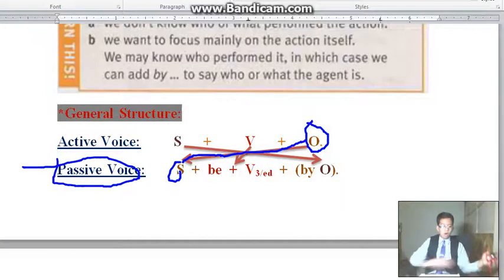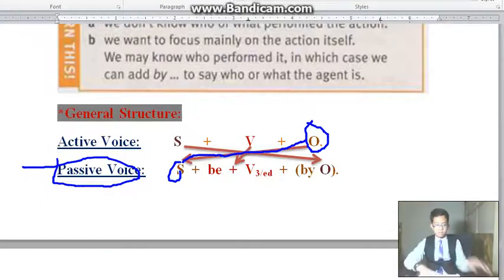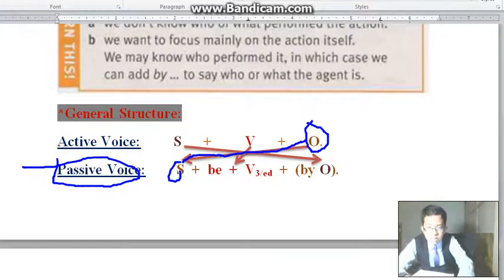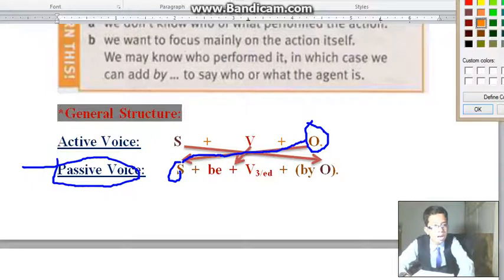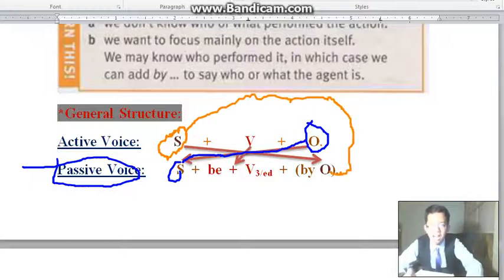Alright. So another part of it is the subject of the sentence in the active voice. Let me change my color. Orange. Okay, the subject in the active voice right here. They have put it down here. So the subject will go down here. It is the object. It will be the object of a sentence.